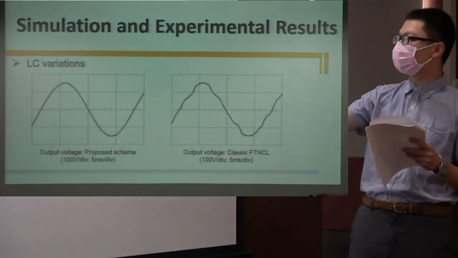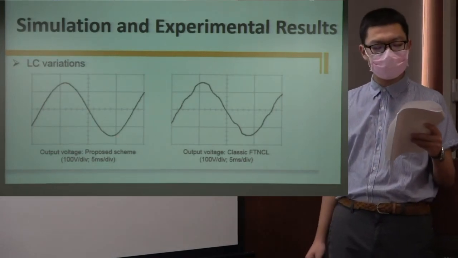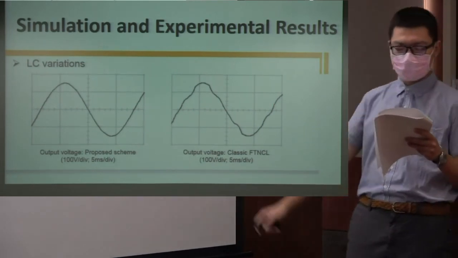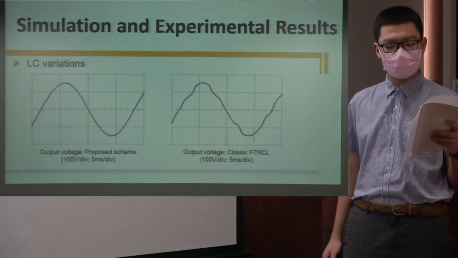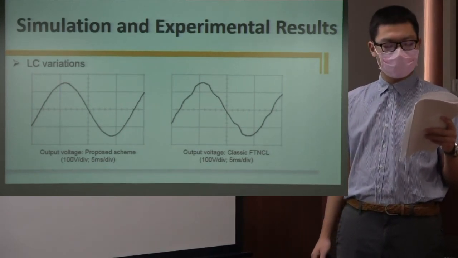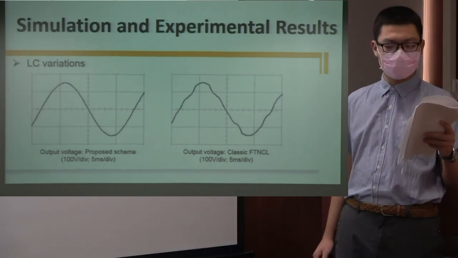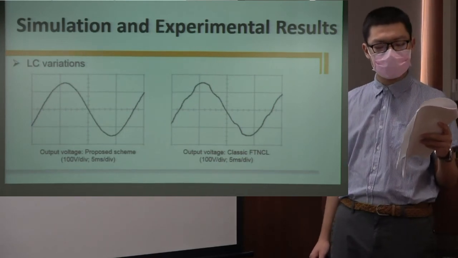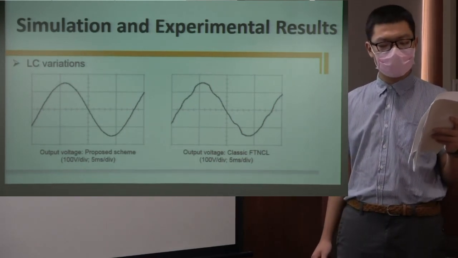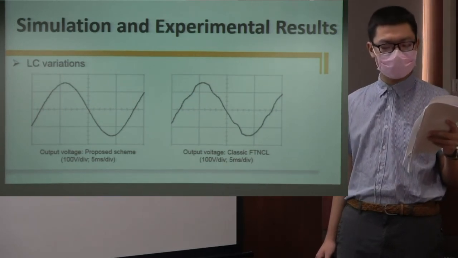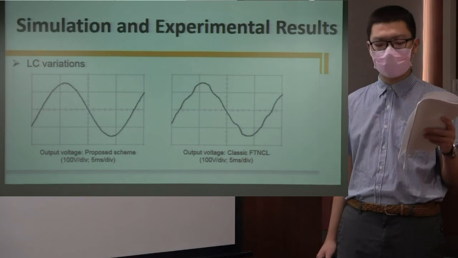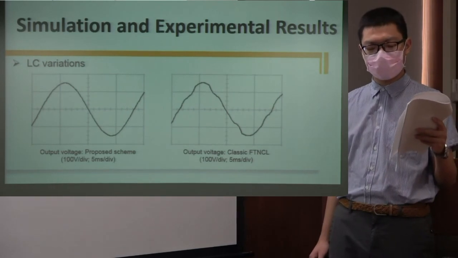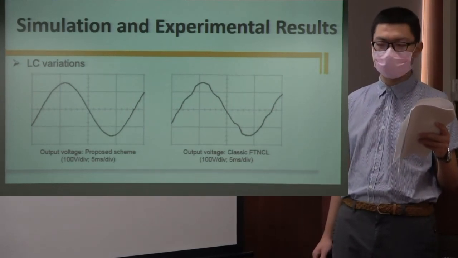And this figure 3 is the proposed scheme under LC variation, and figure 4 is classic FT-NCL under LC variation. Figures 3 and 4 clearly reflect that the experimental output voltage of the classic FT-NCL power inverter is sensitive and skewed, while the experimental output voltage of the power inverter in this paper approximates the sinusoidal shape.